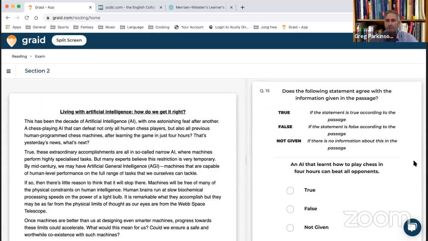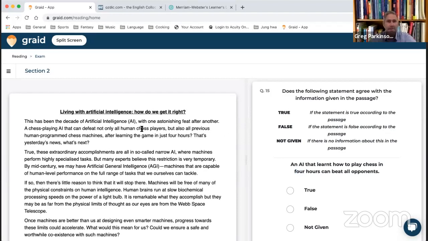Okay, first one. An AI learned how to play chess in 4 hours. An AI that learned how to play chess in 4 hours can beat all opponents. So I want you to think at home, what word here would you be scanning for in the reading? What word do you think is going to be easiest to find? Now, for me, there are 2 words that I'd be looking at. I'd be looking at chess, and I'd probably be looking for numbers. We might be given the numeral, or it might be written out in letters as it is here. But let's have a look.